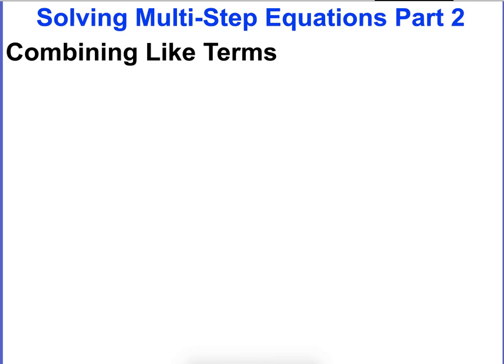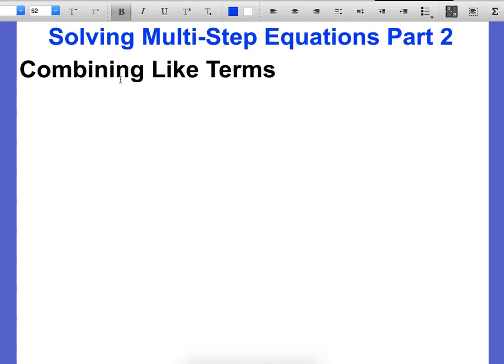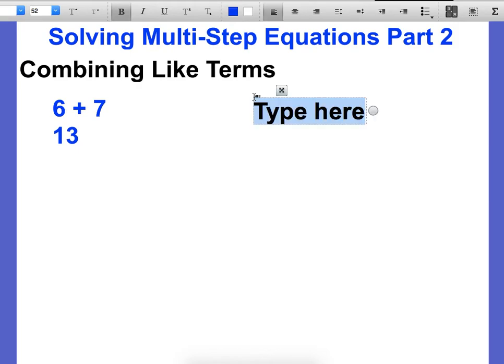Hi math friends, today we're looking at more multi-step equations. Today we're throwing in another skill called combining like terms. Things that we need to remember about like terms is they either don't have a variable, like 6 plus 7, you could combine those to be 13, or they do have the same variable, like 5x minus 7x. If we combine those like terms, we get negative 2x.